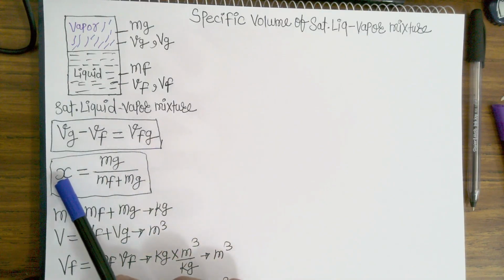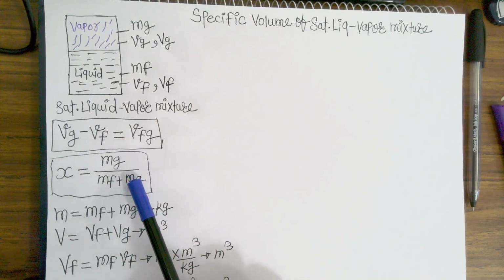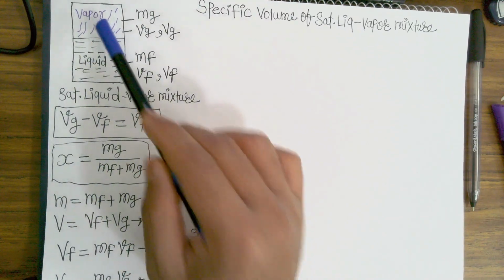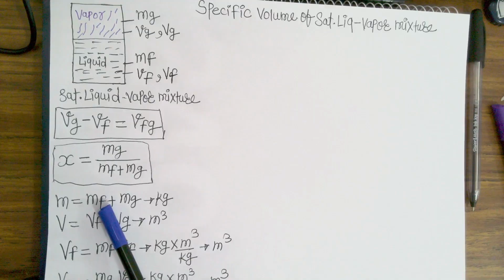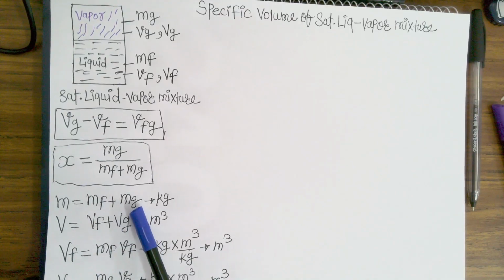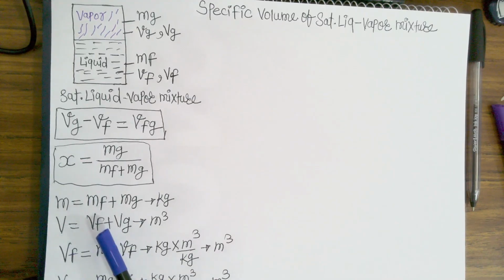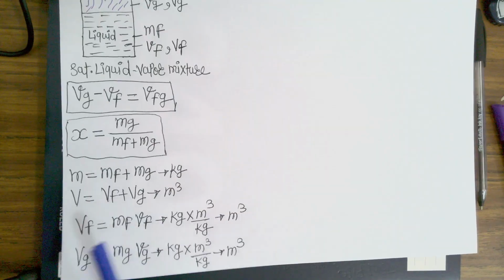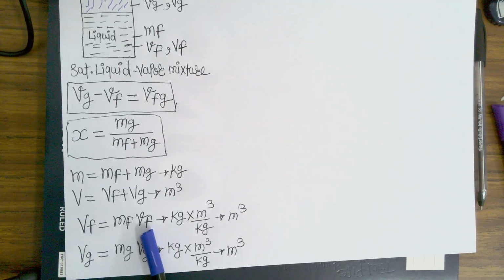We know that dryness fraction is mass of vapor divided by total mass of liquid vapor mixture. Now in this case, the total mass of this liquid vapor mixture is equal to m. M is equal to mass of liquid plus mass of vapor, which is in kg. Total volume of liquid vapor mixture is equal to volume of liquid plus volume of vapor. It is in meter cube. So the volume of liquid can be written as mass of liquid multiplied by the specific volume of liquid.